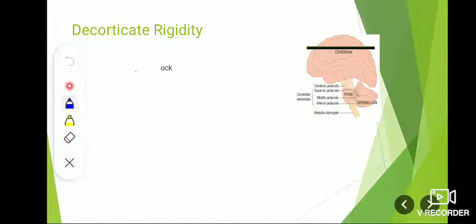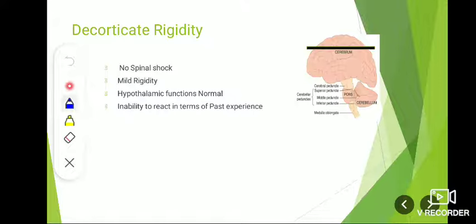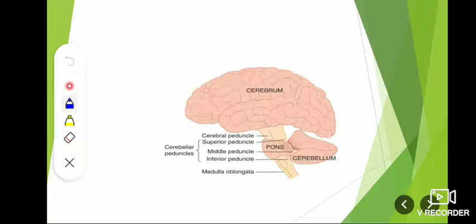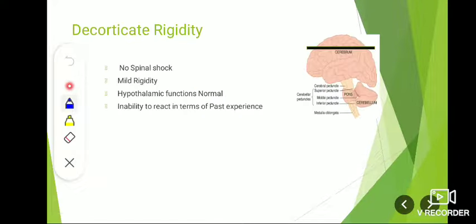So in decorticate, what are the observations? There is no spinal shock as the spinal cord is intact. Mild rigidity. Hypothalamic function is normal. So if you observe that the patient is having rigidity and temperature balance is there, that means the hypothalamus is intact. The important thing we observe is inability to react in terms of past experience. Memory is affected, meaning learning is affected basically. So this is basically the picture of decorticate rigidity.